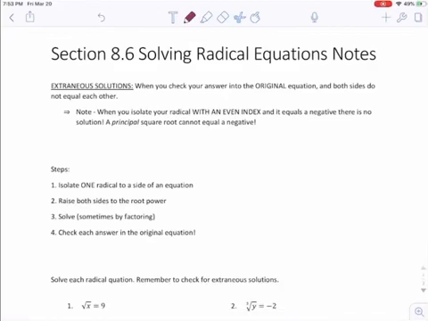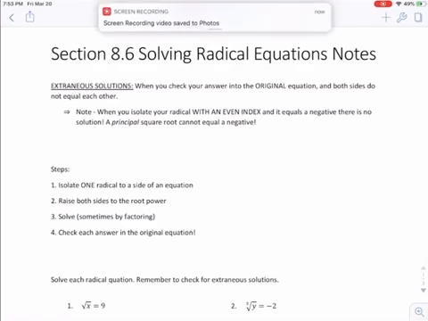8.6 is solving radical equations, which you have done before. You just haven't done it with higher powers than 2 or higher roots than 2. Okay, so before we get started, we do have extraneous solutions in situations like this, just like when we had rational equations, right?